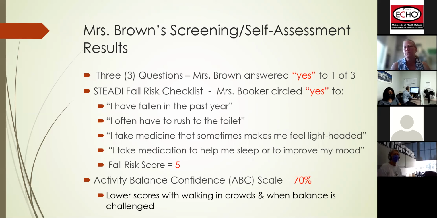So for Mrs. Brown, when we did her screening and asked the 3 questions that we talked about, have you fallen in the past, she answered yes to one of the 3. When we did the STEADI checklist, she got a score of 5, like we said. And when we did the activities-specific balance confidence scale, she scored a 70. So 67 would be a greater fall risk, and she's just a little bit above that. Her lower scores were when she had to walk where there were more people and when her balance was challenged.